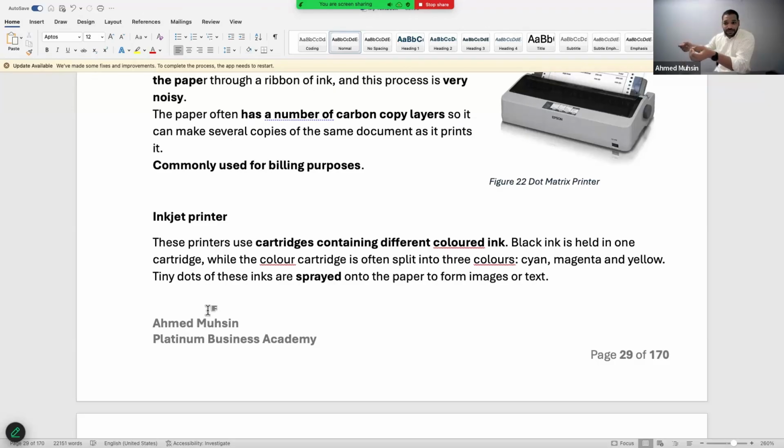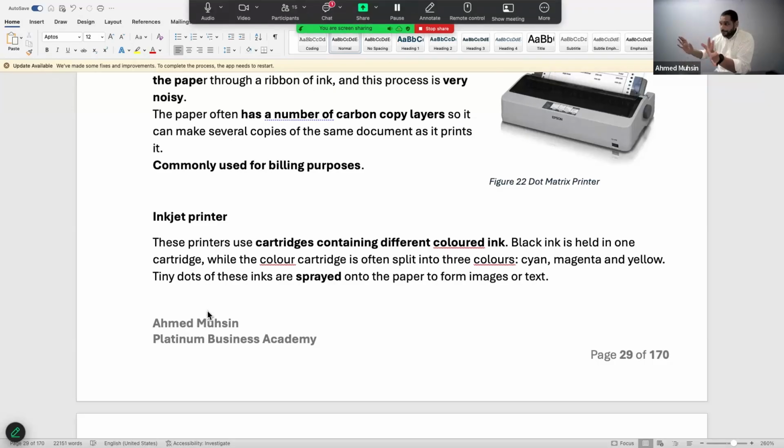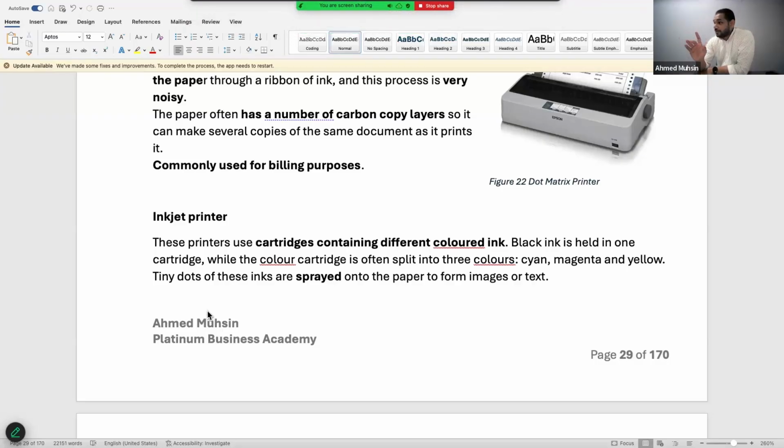You all know what damp means, right? It feels a bit heavy. It feels a bit wet. These are the problems with inkjet printers. These are your problems when it comes to inkjet printers.